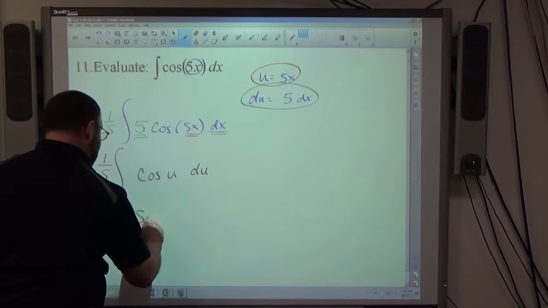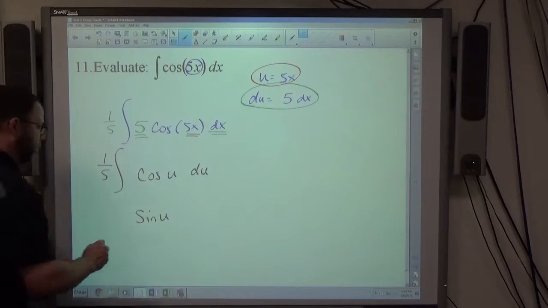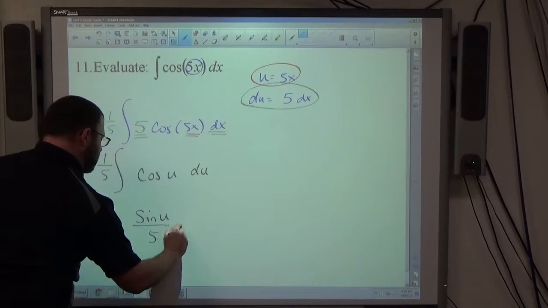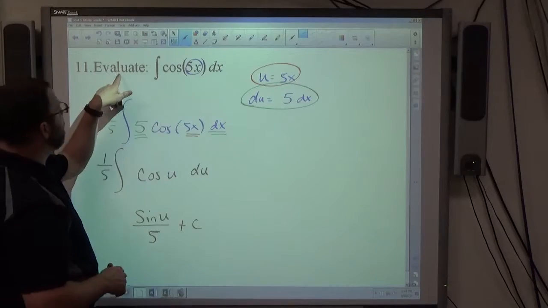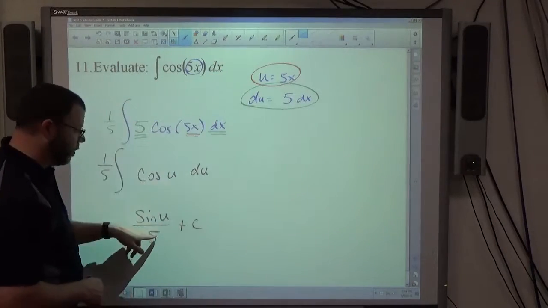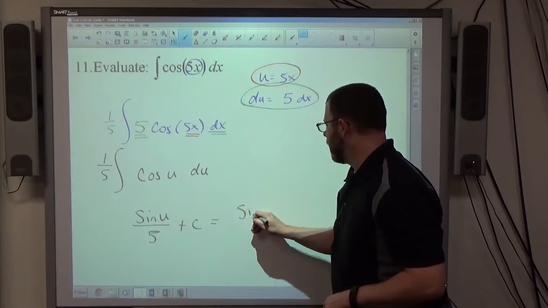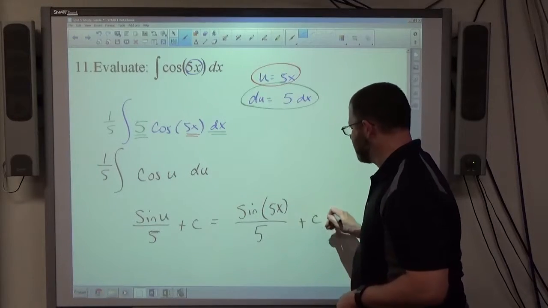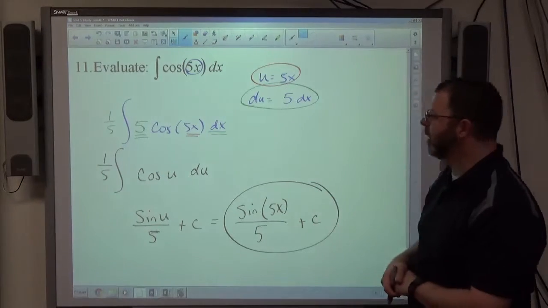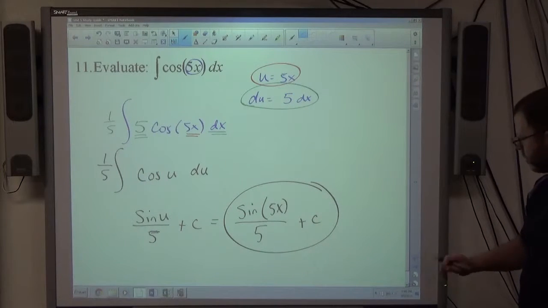Antiderivative of cosine is sine. Sine is not a cofunction, so it stays the same sign. Positive stays positive. Times 1/5 plus c. So the 1/5 gets multiplied by the antiderivative, so sine u over 5. And again, the problem says to evaluate, it says dx. This is u, it's not x. So the final thing is to put u back in. So the final answer is going to be sine, parentheses, 5x over 5 plus c. Again, plus c being left off is a -1 automatically. So be careful you don't forget to do that.